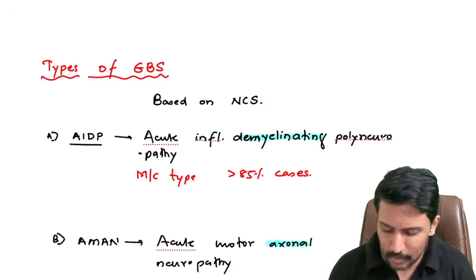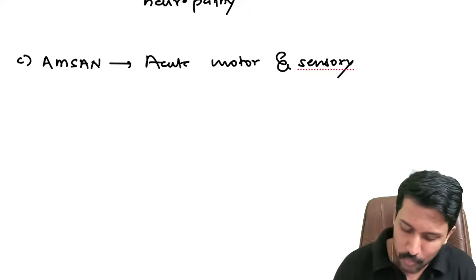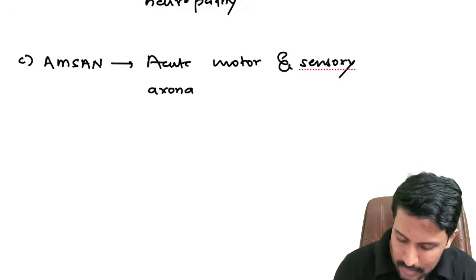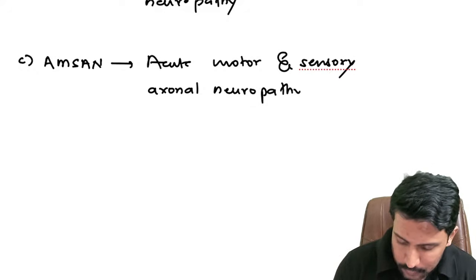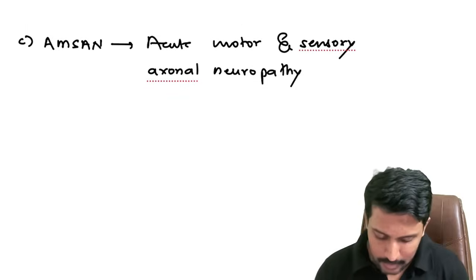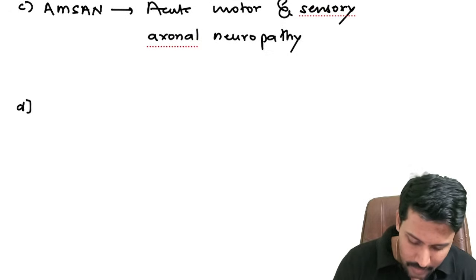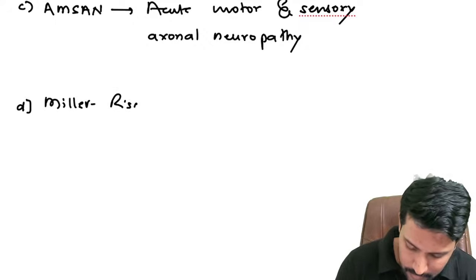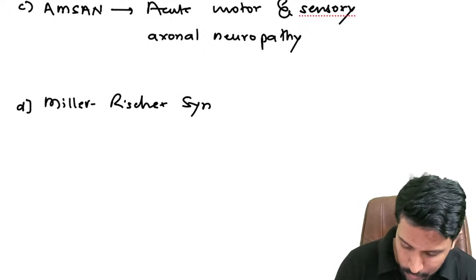But AMSAN will include sensory as well. So it is acute motor and sensory axonal neuropathy, where the injury is mainly to the axon. And then we have a relatively rare variant called Miller-Fisher syndrome, or MFS.